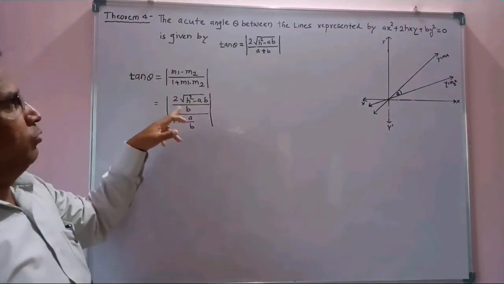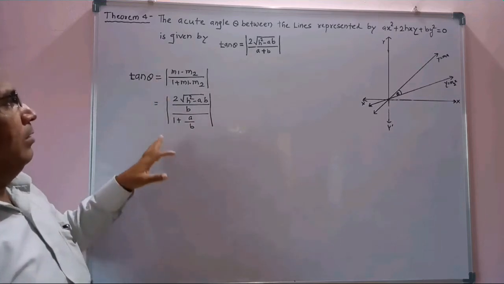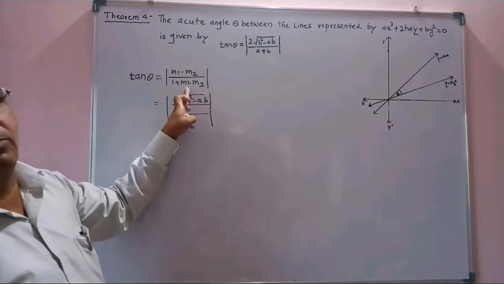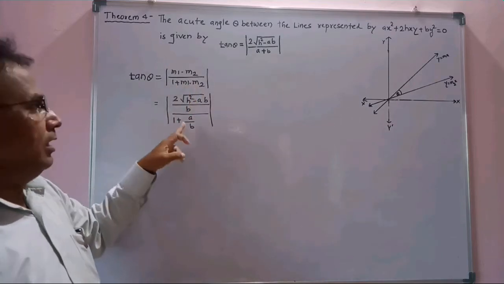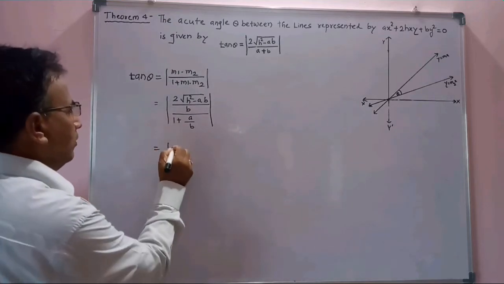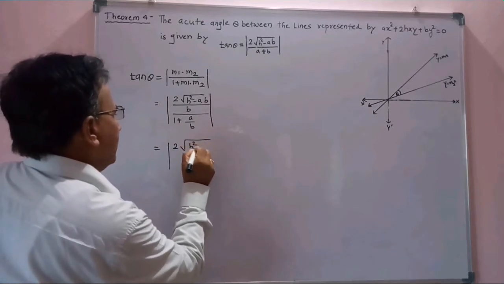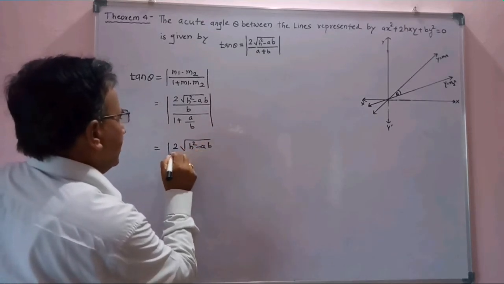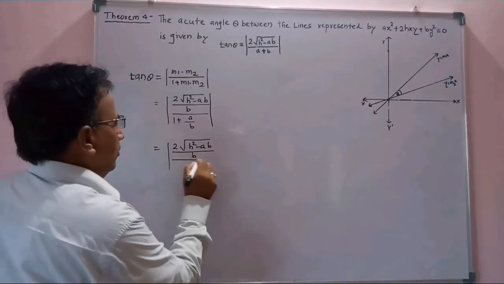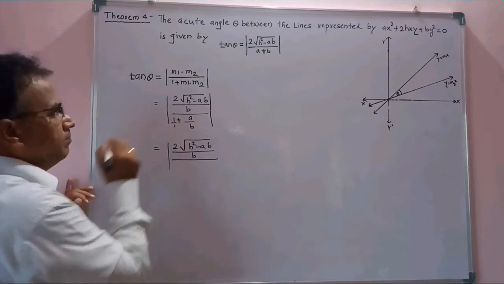The value of m1 minus m2 is 2 into root h square minus ab divided by b, and totally divided by 1 plus m1 dot m2. The value of m1 dot m2, the product of two slopes, is a by b. Therefore, mod of 2 into root h square minus ab divided by b. This is the base 1.